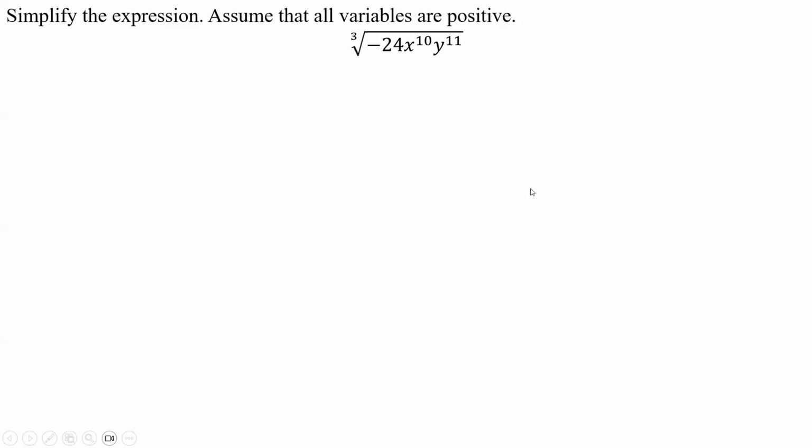What about this one? All right, so here, thinking about this, we're going to have 24, so that's going to be what, 2 and 12. That's going to be 3 and 4, and that's going to be 2 and 2. Okay, so that's going to be 2 cubed times 3. Then we'll have an x to the 10th and a y to the 11th. And let's call this one, we can pull out the negative out here. So we'll have a negative out in front of that. And this is all to the 1/3 power.